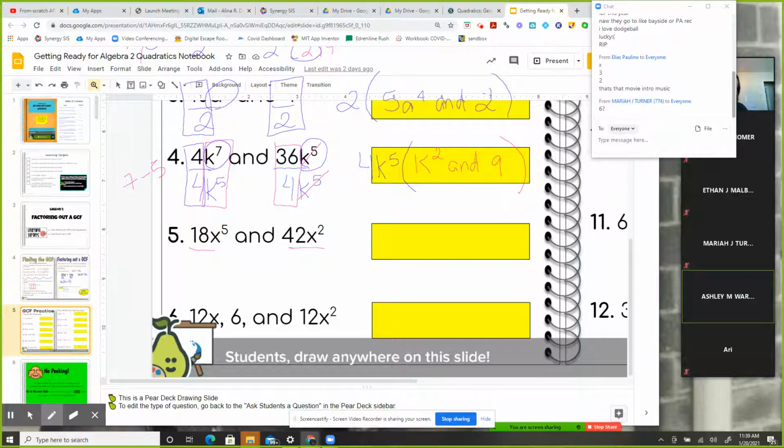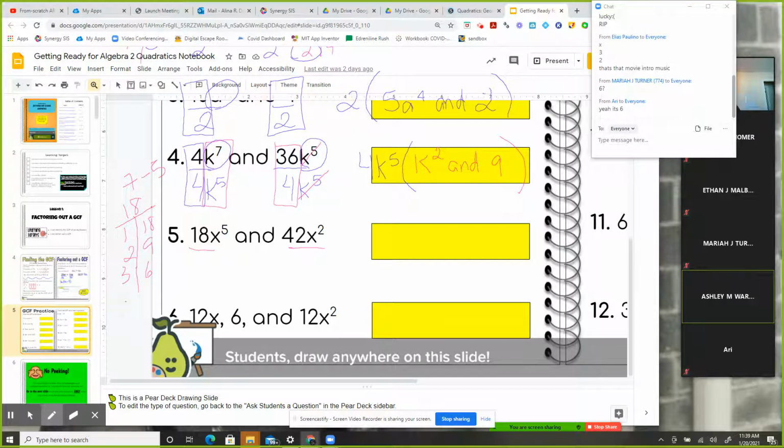What can I divide both 18 and 42 by? I like the 6. Let's verify it. So if I have 18, I'm going to do 1 and 18. Then I'm just going to go down my number line. 2 and 9 multiply to 18. And 3 and 6 multiply to 18.